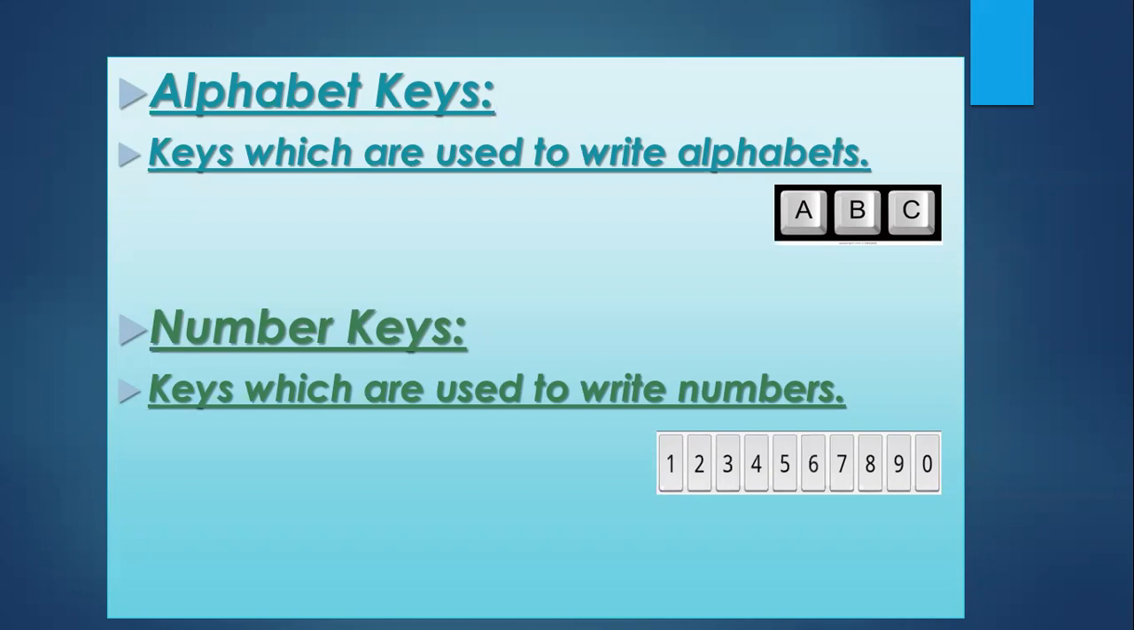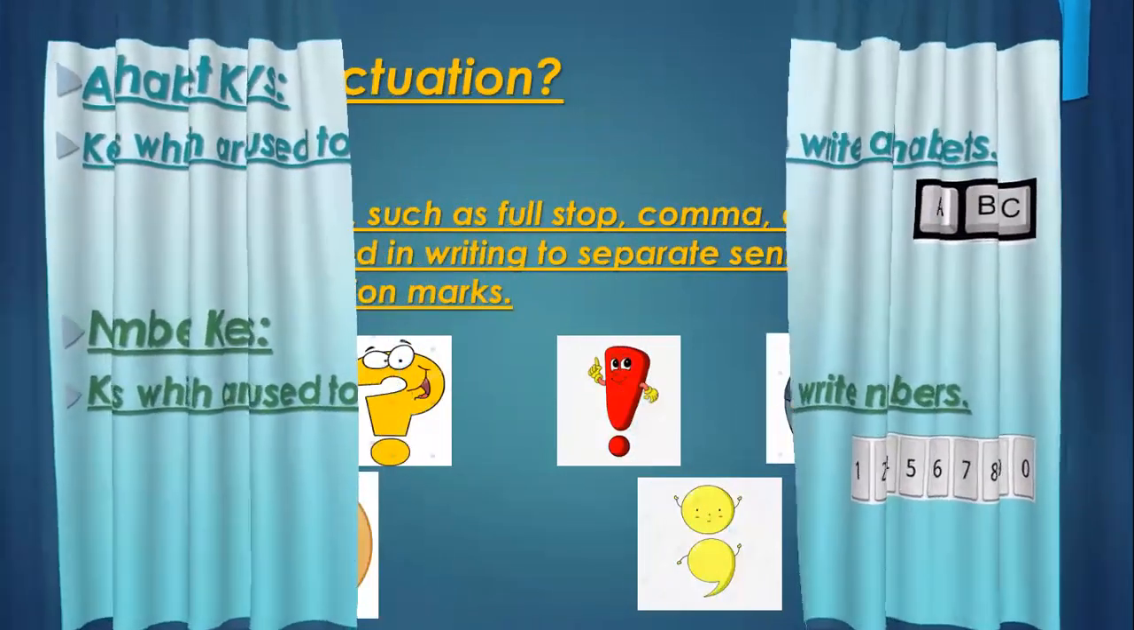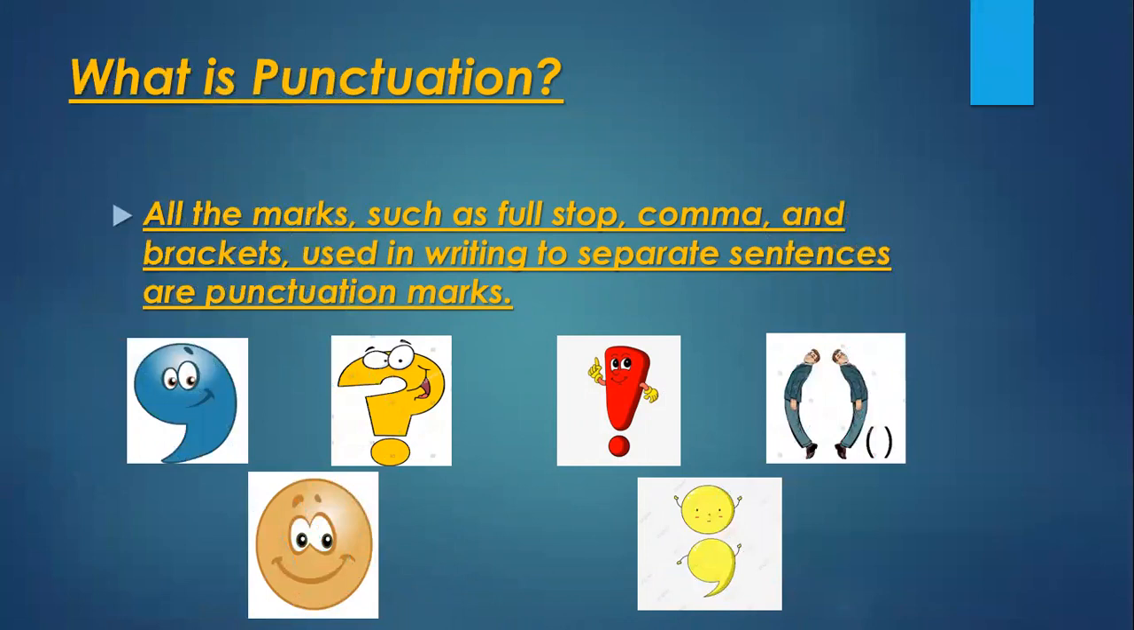Secondly, there are number keys. Number keys are used to write numbers, different numbers. Any number you want to write, you will simply use number keys. Okay, now look here. Before telling you about some more types of keys, I'm going to tell you about punctuation. What is punctuation? All the marks such as full stop, comma, and bracket used in writing to separate sentences are punctuation marks.